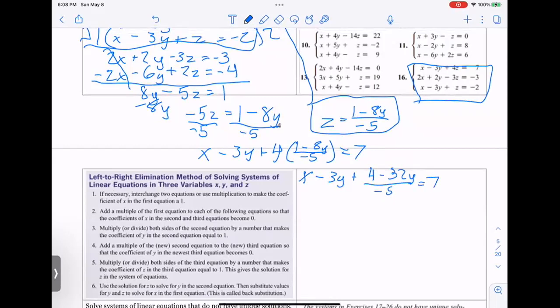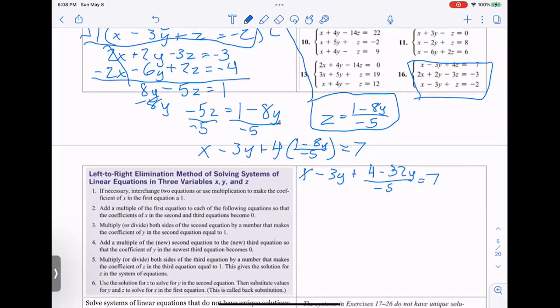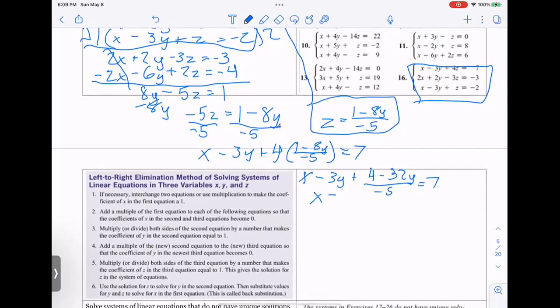Now we want to combine like terms to get just x and y. So we're going to have, let's see, that's going to turn into a gross number. x minus 3y. I'm just going to go ahead and do this in a couple different steps. We have minus 4/5 plus 32/5 y equals 7. Because what I'm doing is just moving that 4/5 to both of them. We can kind of separate them out.